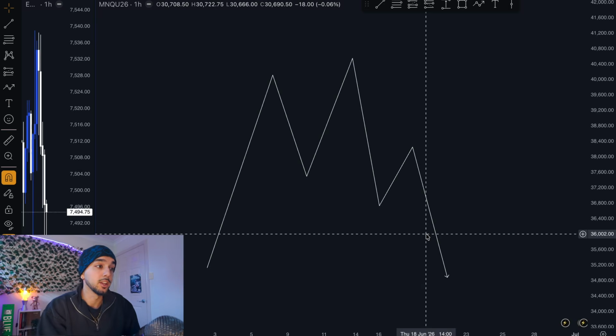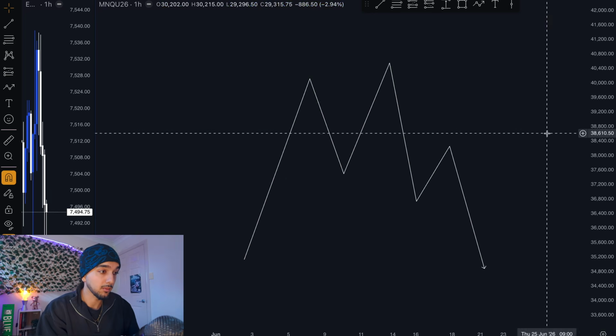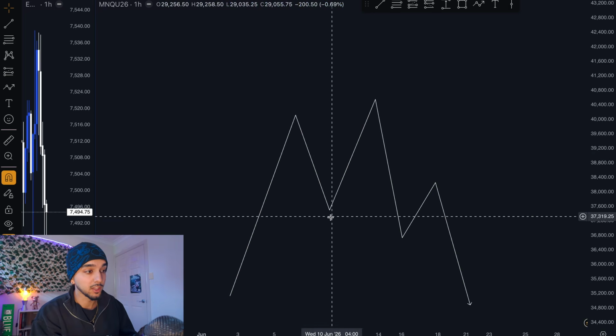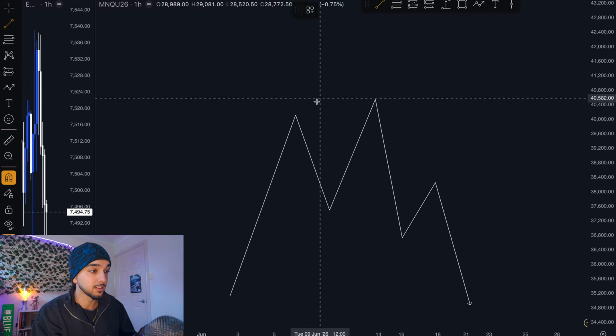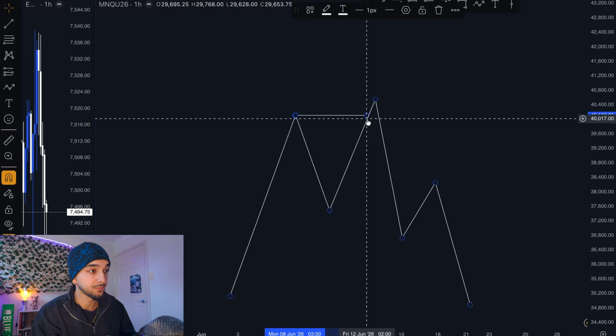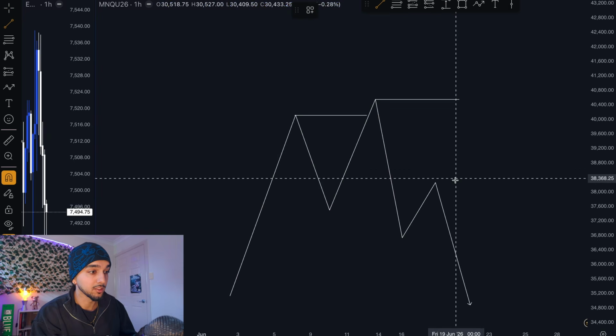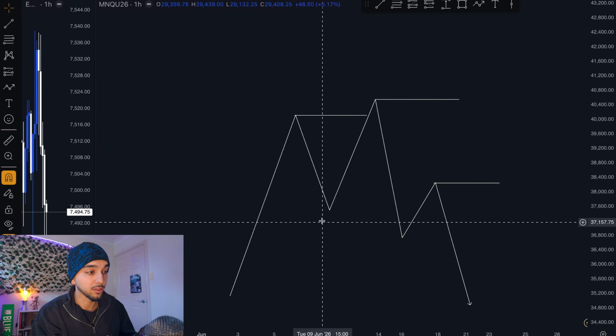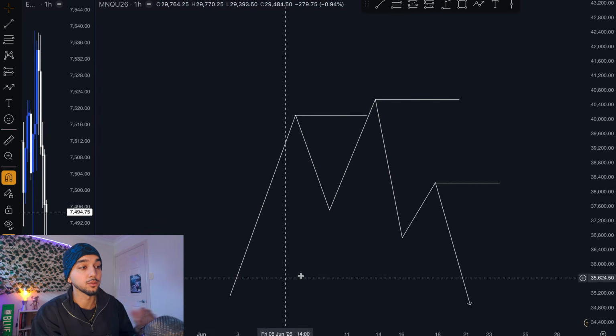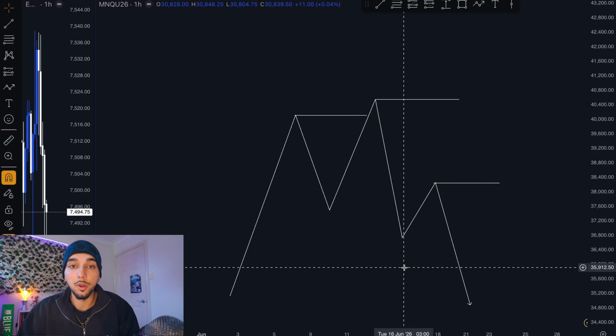Whether you're a beginner or you've been in the space for a while, you probably heard what liquidity is. It is essentially any high or any low in the market. So this is a liquidity level. This is a liquidity level. This is a liquidity level, and so on and so forth. This is also liquidity. So it's essentially where market makes a high or a low that sticks out to you. That's the easiest way to spot liquidity.